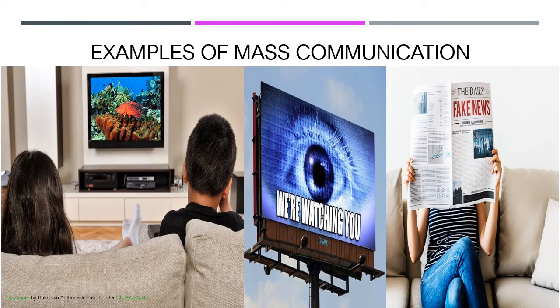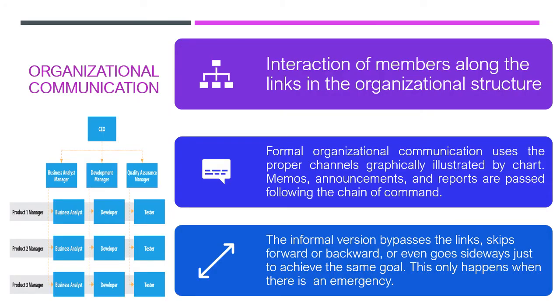What about organizational communication? Organizational communication involves interaction of members along the links in the organizational structure. There are two types of organizational communication. These are formal and informal. For formal organizational communication, it uses the proper channels graphically illustrated by chart. Memos, announcements, and reports are passed following the chain of command, while the informal version bypasses the links, skips forward or backward, or even goes sideways just to achieve the same goal. This only happens when there is an emergency.